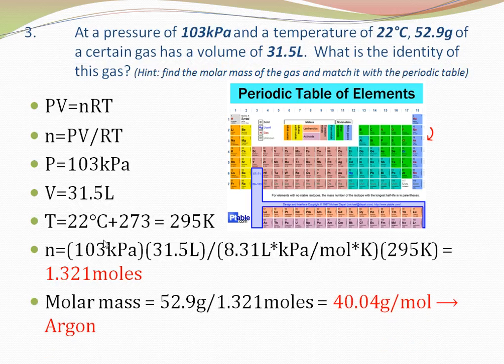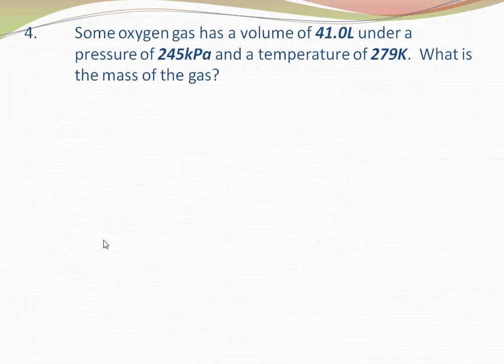Then to find the molar mass, you divide 51.9 grams by the moles you found to give you 40.004 grams per mole, which, when looking at the periodic table, shows you that the certain gas is argon.